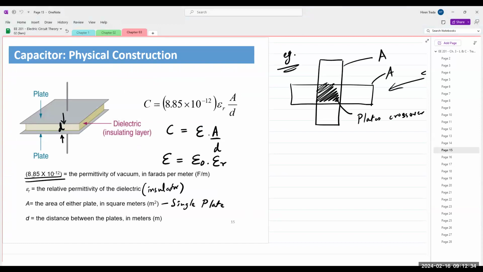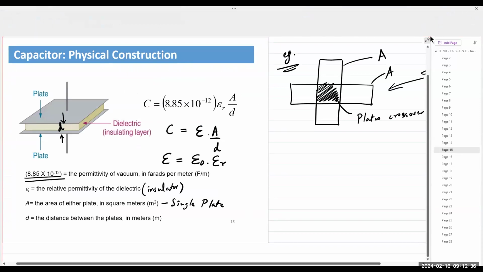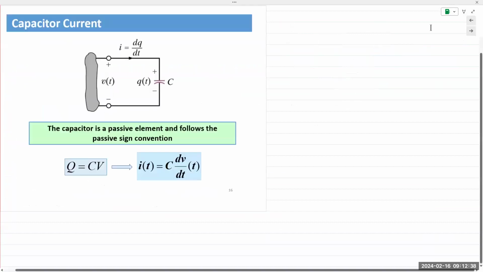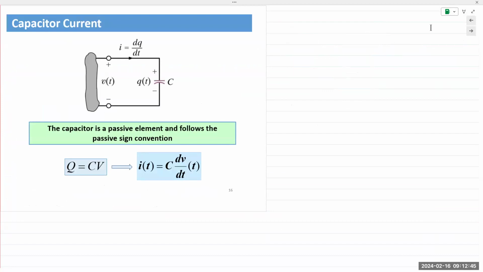Capacitor physical construction. So we saw for the inductor, the equations for voltage and current. Now we are going to look at the equations for a capacitor. The equations are very similar. The only difference is in the input consideration. For an inductor, we always talk in terms of the input current, which generates a voltage across its terminals. For a capacitor, we talk in terms of an input voltage, which generates a current through the capacitor.